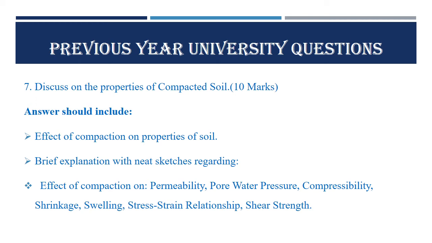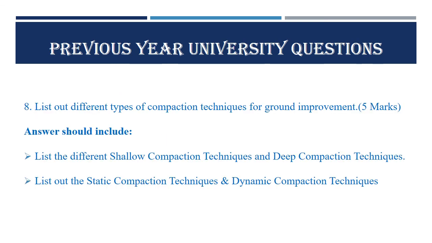So your answer should contain what is compaction, what is its importance, and the effect of compaction on properties of soil, and brief explanation with neat sketches regarding the effect of compaction on various properties such as permeability, pore water pressure, compressibility, shrinkage, swelling, stress-strain relationship, shear strength, etc. of soil. The eighth question which was asked previously is, list out the different types of compaction techniques for ground improvement. It is asked for 5 marks.